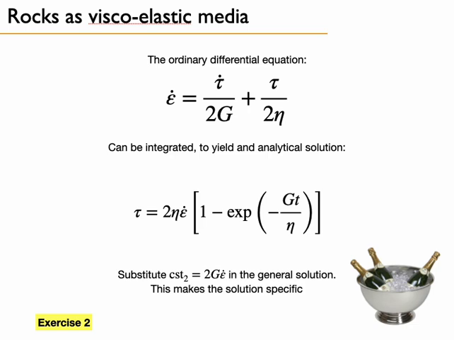So you can use this expression and substitute it in the general solution, and the expression will simplify to this. So tau is equal to 2 eta strain rate times 1 minus exponential of minus g divided by eta times time. That's the solution that will allow you to predict stress buildup and viscoelastic stress relaxation. This you will use in exercise number 2.